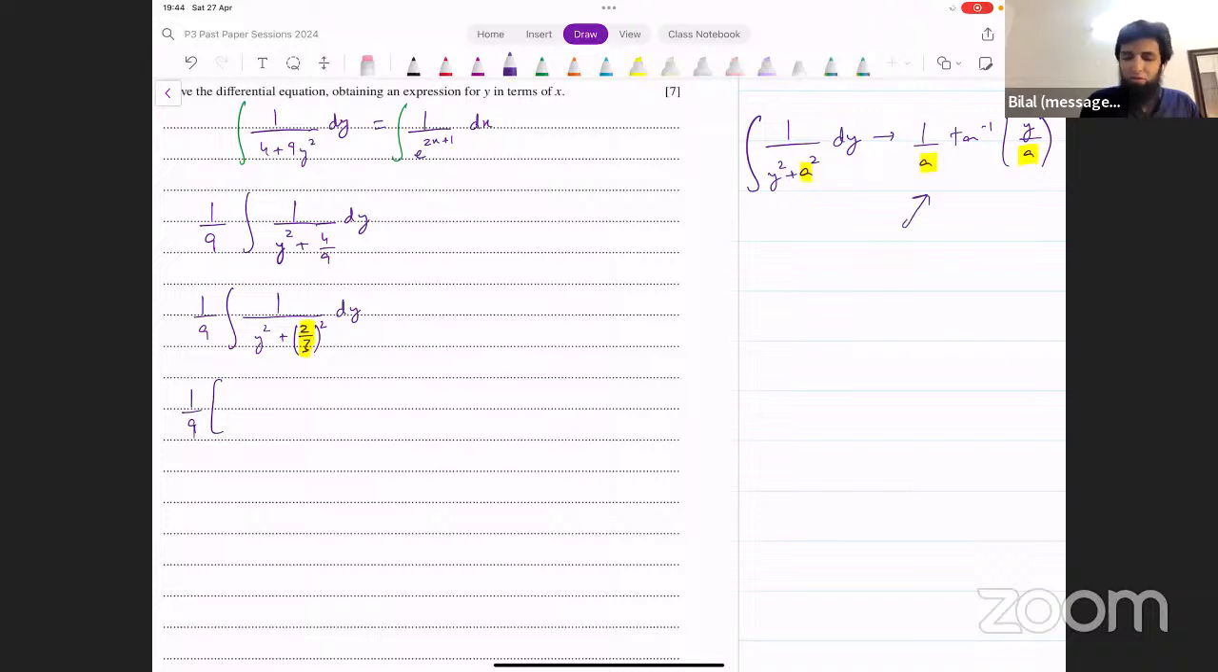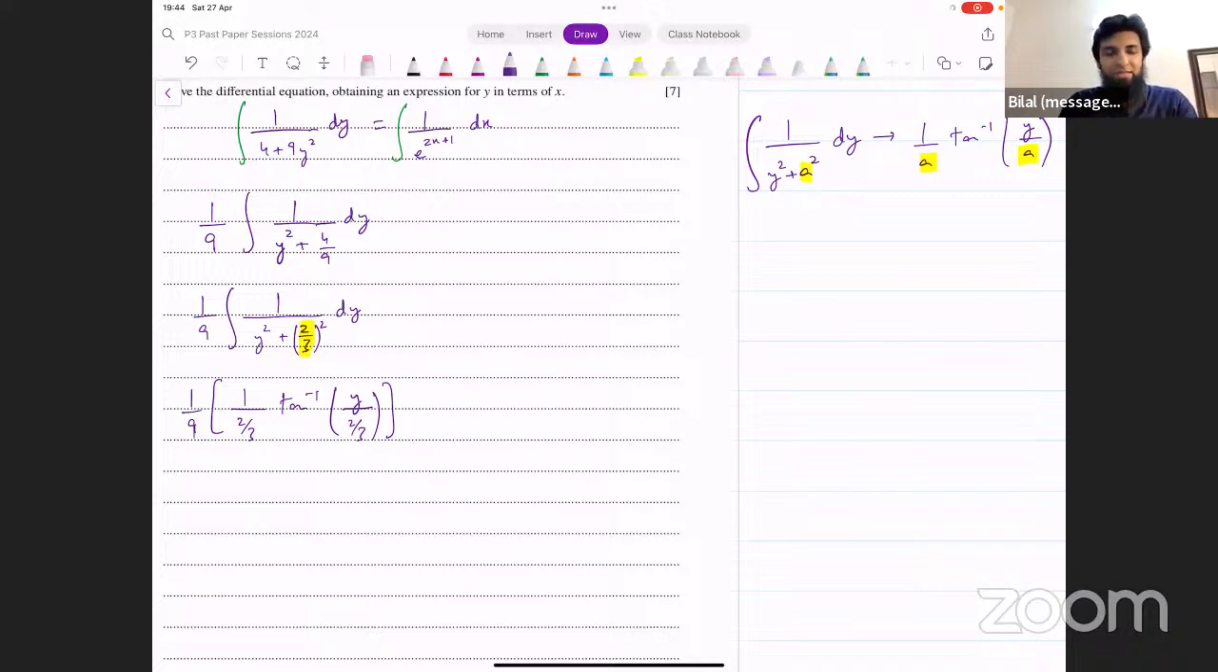Now let's apply this rule. 1 over a, that means 1 over 2 over 3 into tan inverse of y over a. That becomes y over 2 over 3. That's the integration of this left side. Okay, we can simplify this in the next step a little. We'll do that. But the integration part is done. Okay, that's how you integrate the left hand side.